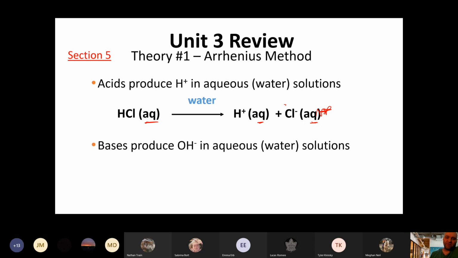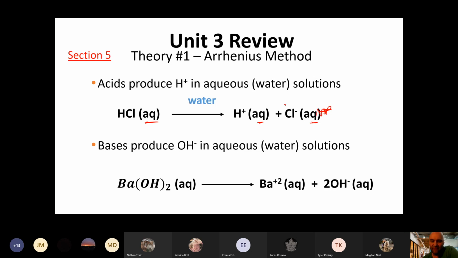Now, bases produce OH- when they are in water solution. So if you take a compound like this, you're going to break it up into the two ions, which are barium that has a charge of +2. Just check the periodic table for that. And we have two of these hydroxides. So because there was a 2 here, I had to put a 2 right there. And again, notice everything is aqueous.